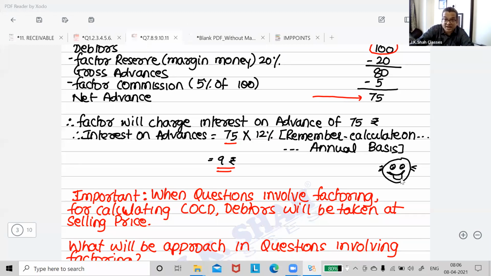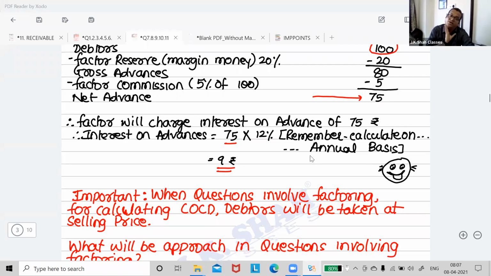Someshwar is asking, who is this? I said, it's me. I'm laughing on you people. Because after 1 month you don't want to stop the business. So every time, guys, remember this, calculate on which basis? Annual basis. I'm not yet done. Wait for the screenshot.